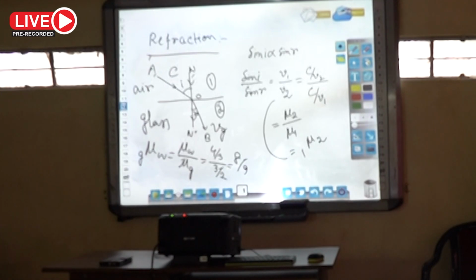Remember, in the symbol 1mu2, this stands for the refractive index of medium 2 with respect to medium 1, and its formula means mu2 by mu1. So when we have to find the refractive index of water with respect to glass, water is considered the second medium and glass the first medium. Then we have to find gmuw, so gmuw will be muw by mug, according to that formula: 1mu2 means mu2 by mu1. If I ask you to calculate the refractive index of glass with respect to water, then the answer will be 9 by 8.